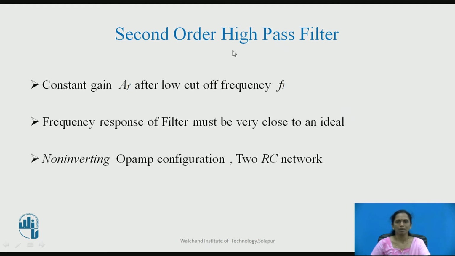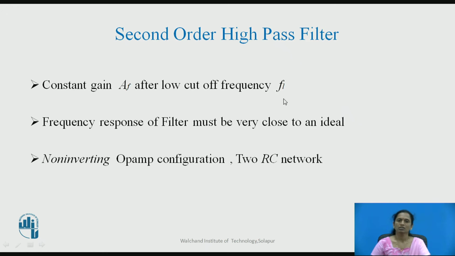When we say high pass filter, it passes the signals with high frequency and attenuates the signals with low frequency values. That's why it provides a constant gain after its lower cutoff frequency, that is FL. It will attenuate the signal before the lower cutoff frequency.